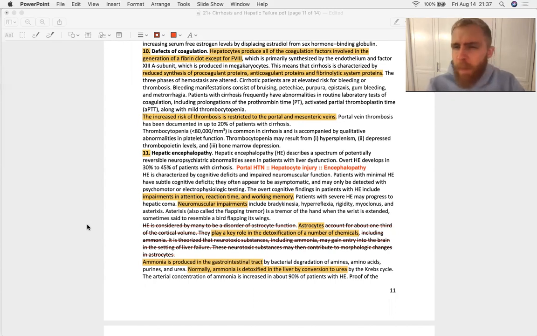Epistaxis, nose bleeding, gum bleeding, similar to scurvy. And metrorrhagia, that's bleeding out of the female nether regions. Patients with cirrhosis frequently have prolonged prothrombin time, prolonged PTT, and thrombocytopenia.